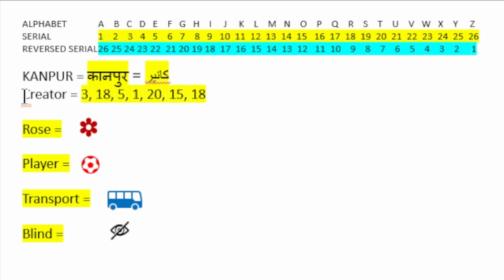Similarly, we can write some numbers for the word. For example, we have written creator. So C is the third letter, so we provide 3 for C, 18 for R, 5 for E, 1 for A, 20 for T, 15 for O, 18 for R. And similarly, we can provide some symbols for different words. For example, for rose, we have taken this flower. For player, we have taken a ball. For transport, we have taken a van. And for blind, we have taken one cut eye.